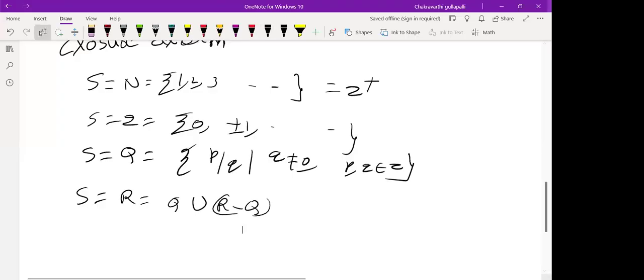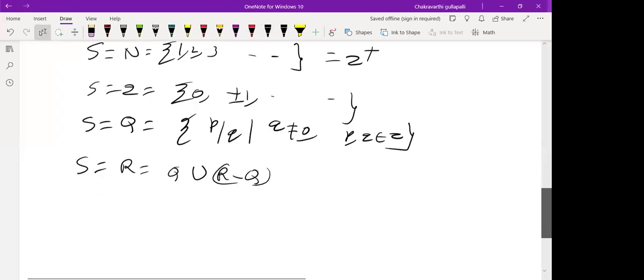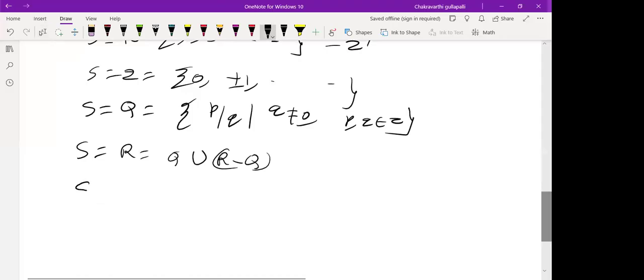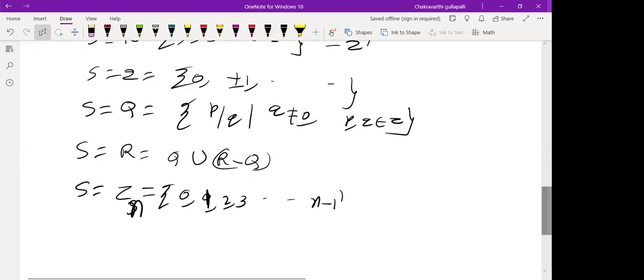Another set we will generally consider is under the modulo system: the set of all possible remainders when you divide a number by n, that is Zn, 0, 1, 2, 3, and so on up to n minus 1. Because when you divide any integer by n, the possible remainders are these.